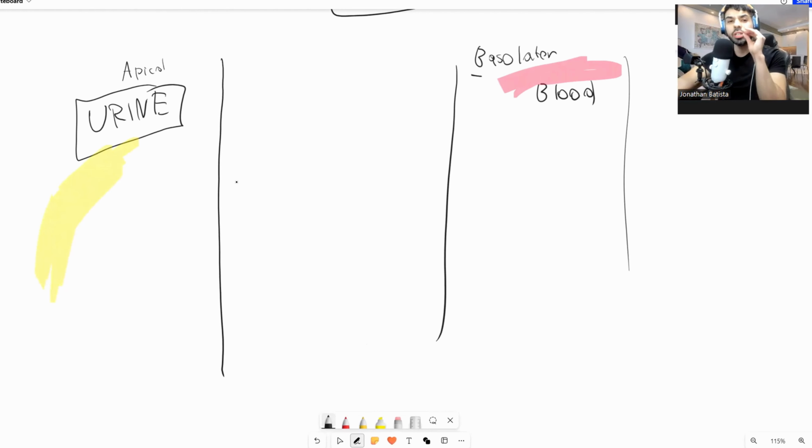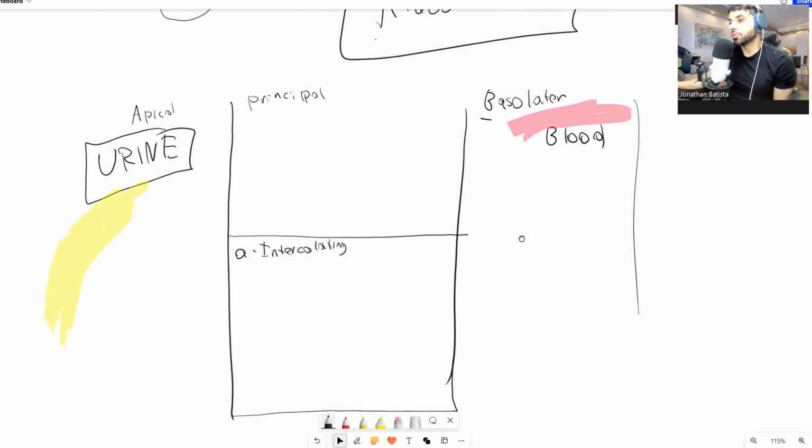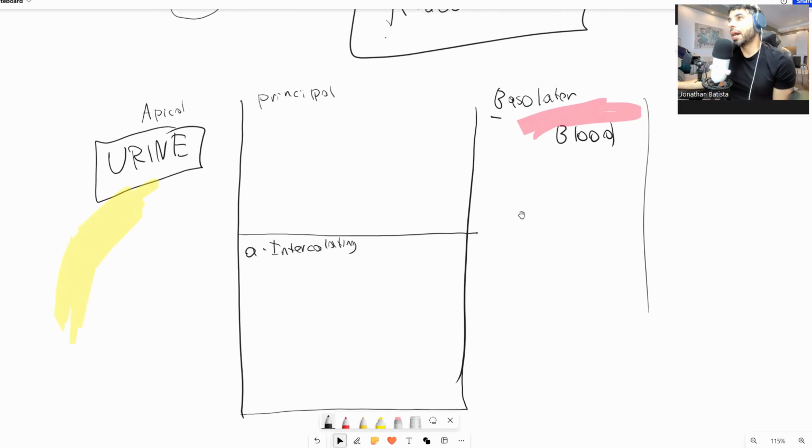All right, so first thing we need to understand is that there's these two cells that will get stimulated with aldosterone. And let's understand this. You have first the principal cell. I'm just going to say principal, okay. And then we have the alpha intercalating. Yeah, my spelling is so bad. Alpha intercalating. Okay. Principal cell, there's 3 channels that will be upregulated by aldosterone.